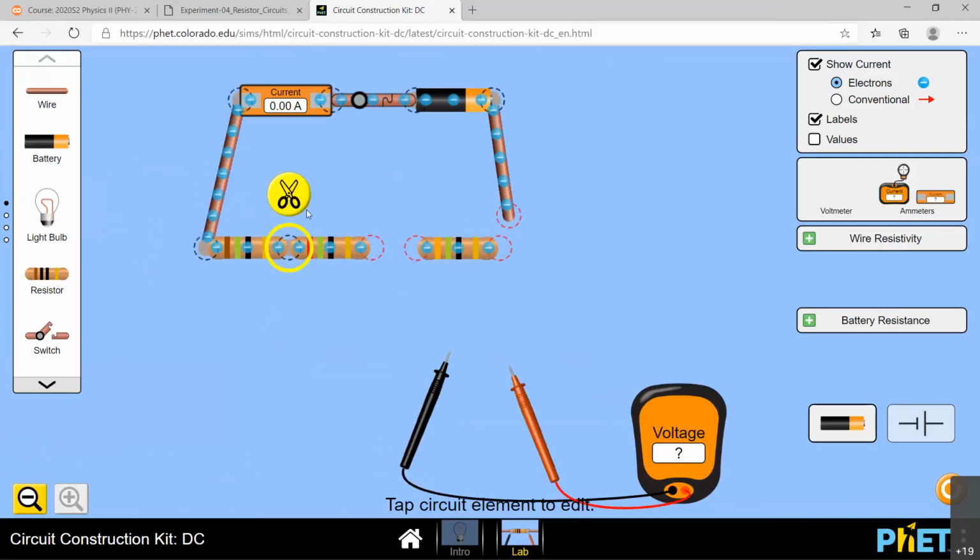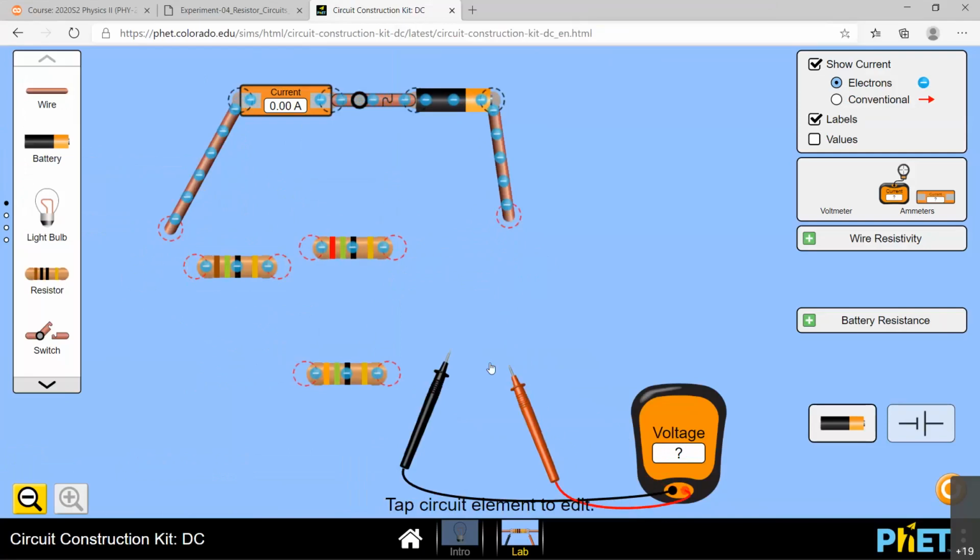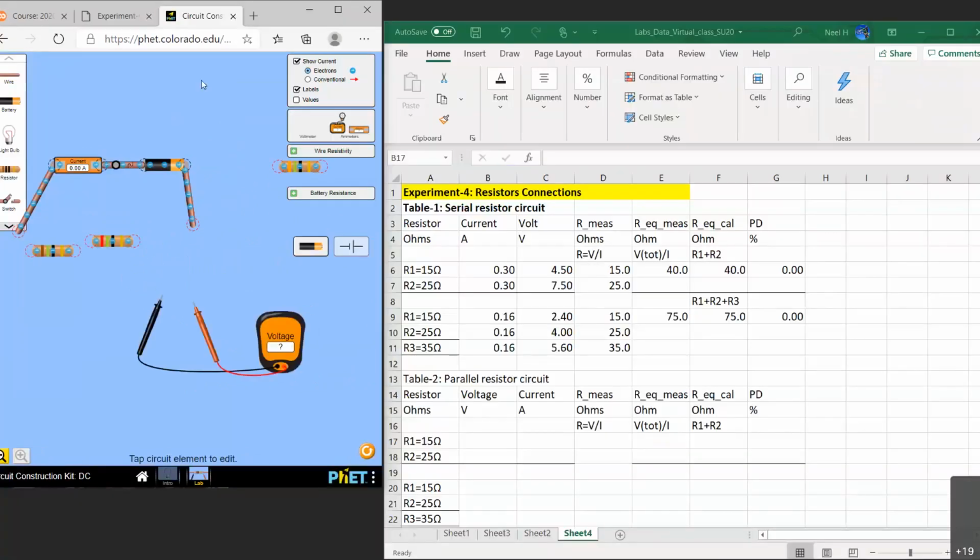Click on any connecting point, then you can see a scissor appear. Then you can actually get rid of it. We don't need the third one here. And also one other thing you have to do, you have to take a picture of each circuit, right?